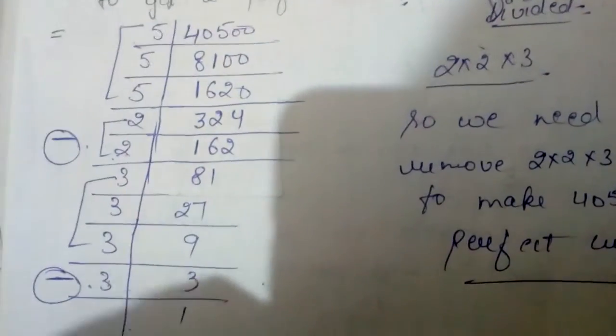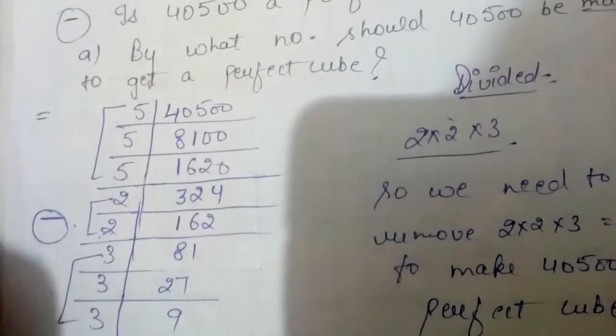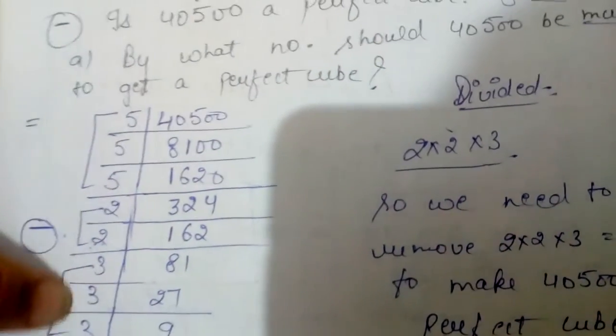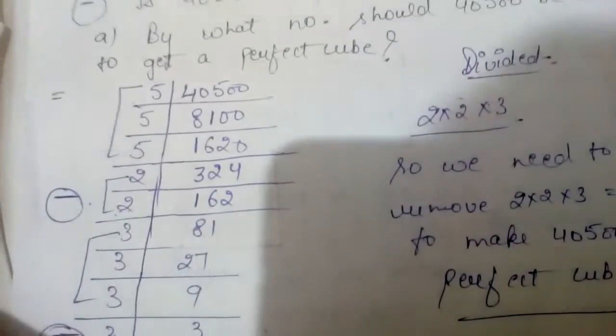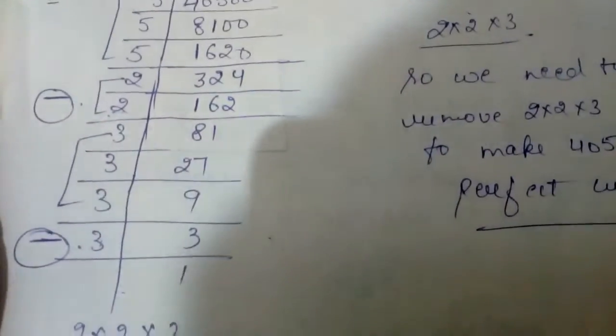Okay, so there are 2 and 2. It is 2 times and it doesn't form a group. There should be 3 numbers to form a group.